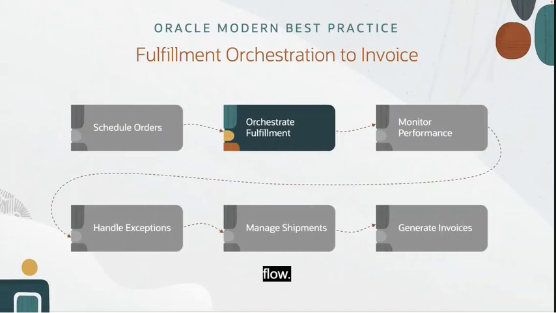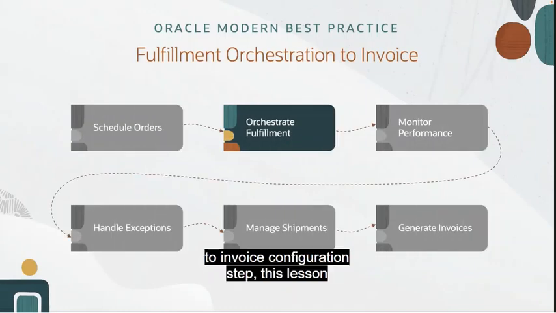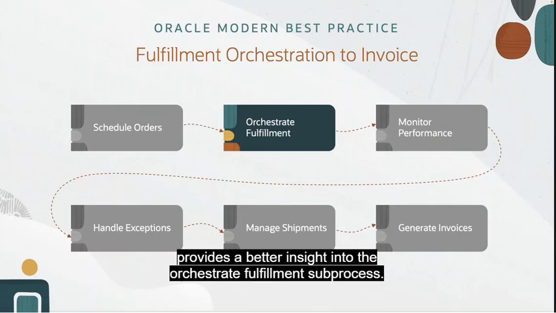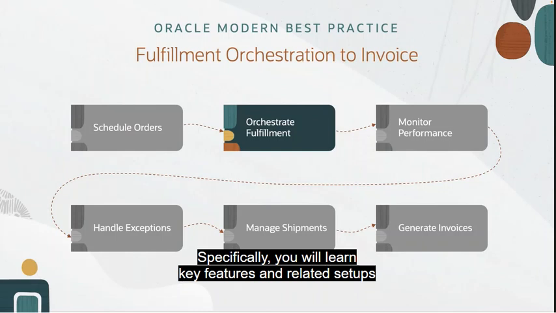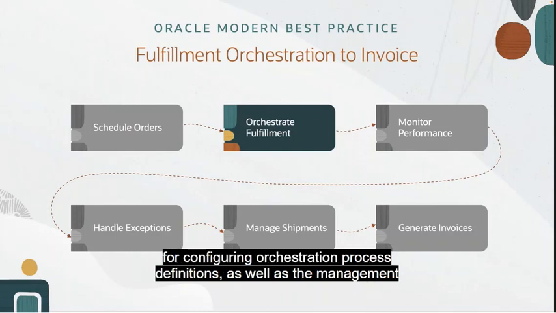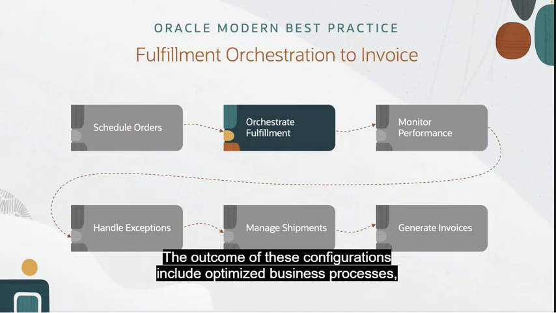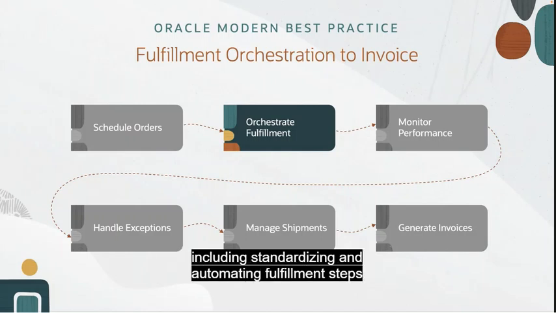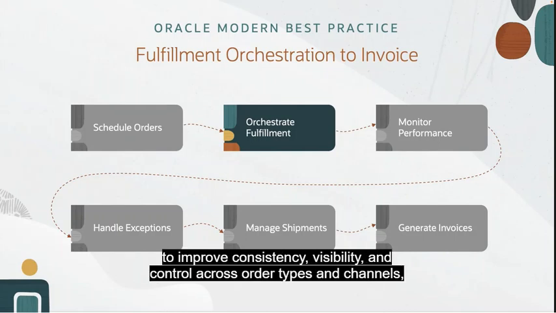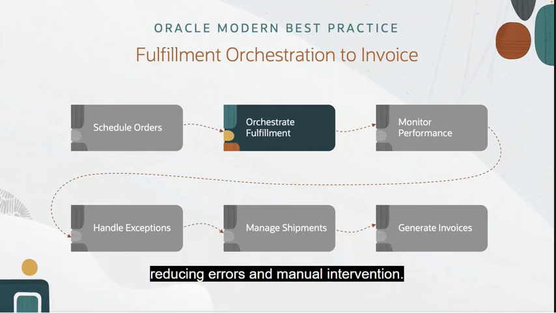Continuing with the Fulfillment Orchestration to Invoice OMBP's configuration step, this lesson provides a better insight into the Orchestrate Fulfillment subprocess. Specifically, you will learn key features and related setups for configuring orchestration process definitions, as well as the management of orchestration pause task rules. The outcome of these configurations include optimized business processes, including standardizing and automating fulfillment steps to improve consistency, visibility, and control across order types and channels, reducing errors and manual intervention.